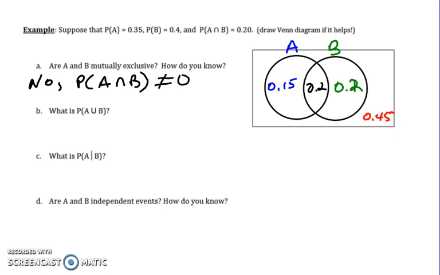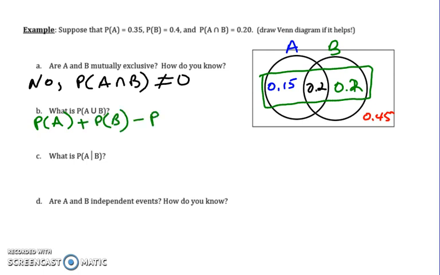What is the probability of A or B? I can do a couple different things. I can add up those three values, or using my addition rule, the probability of A plus the probability of B minus the probability of A and B will give me 0.55.